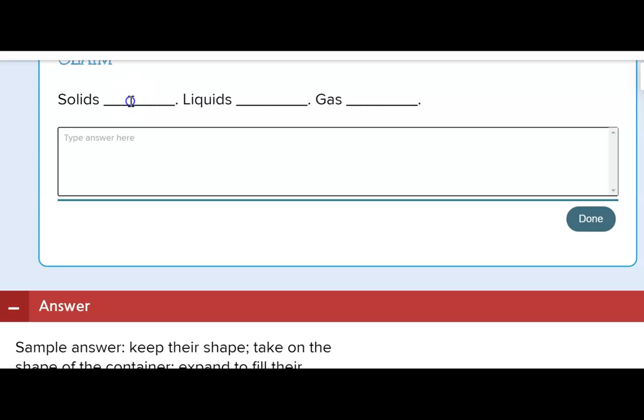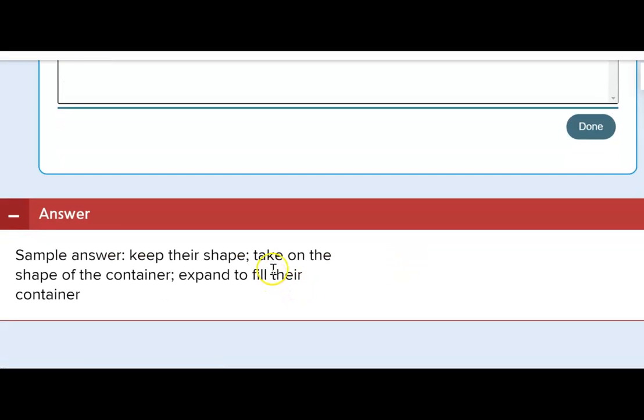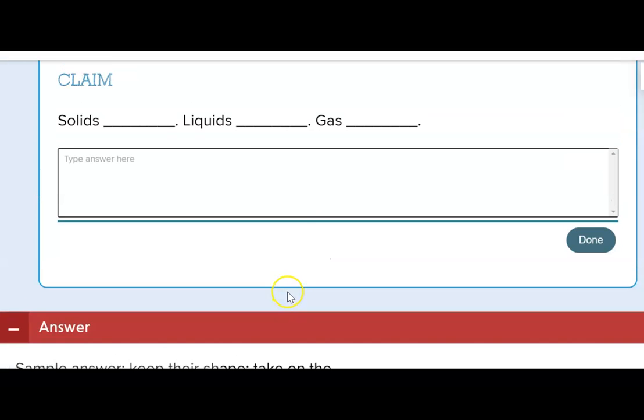You type here. I cannot type here, I think. But you write in this blank, all right? Solids keep their shape, all right? Liquids take on the shape of the container. Liquids take the shape of the container, all right?